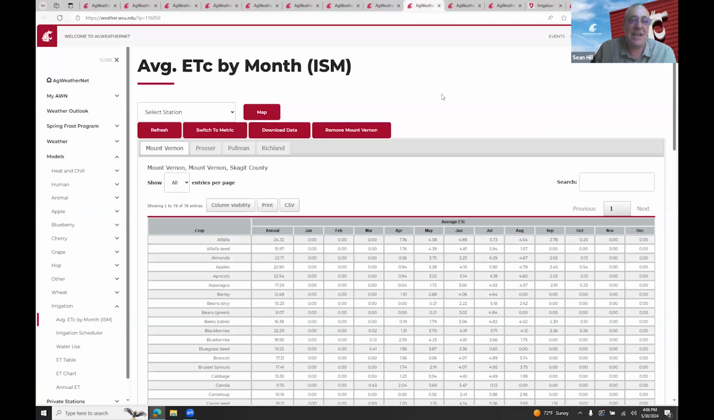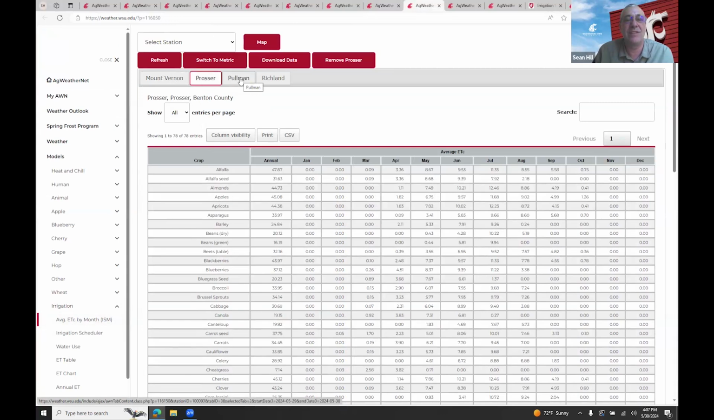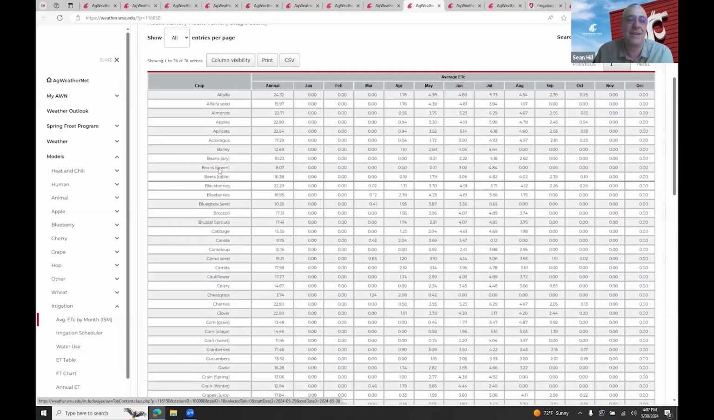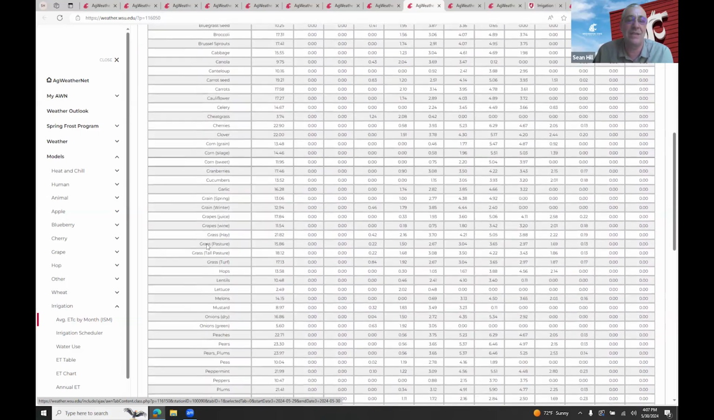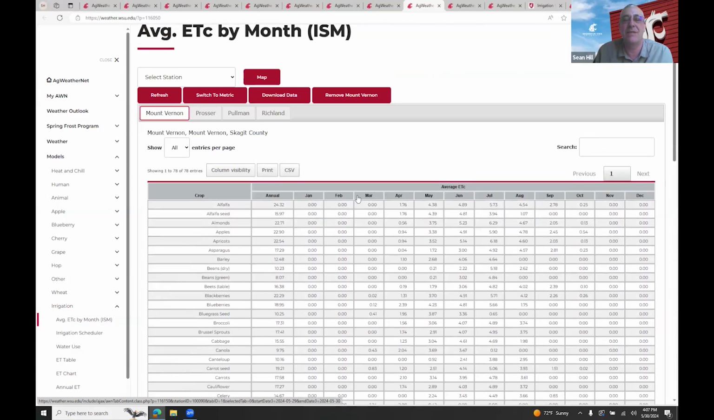For things like site selection, we have a tool on our webpage called the average ETC by month. And this is based on the crops that are in the ISM tool that Dr. Peters was showing. And what it does is, again, for each weather station, for the entire period of record of that station, it calculates the imaginary average water use based on those default crop coefficients, emergence dates, and things like that. And here again is all of the variety of crops that are available. And it will look at each month how much water use.